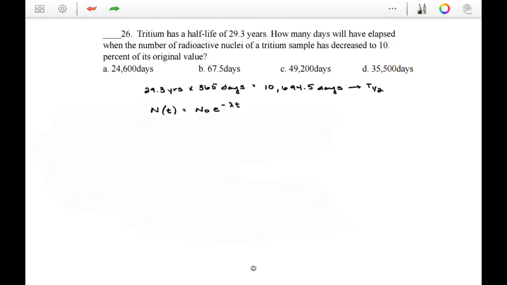Question 26 reads, tritium has a half-life of 29.3 years. How many days will have elapsed when the number of radioactive nuclei of a tritium sample has decreased to 10% of its original value? So this problem, there's actually a few things that you need to do.